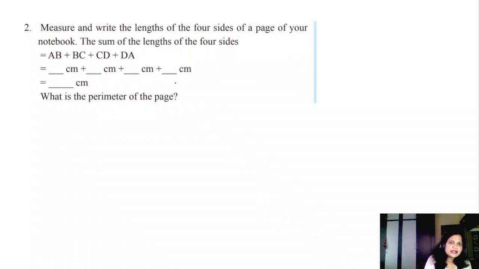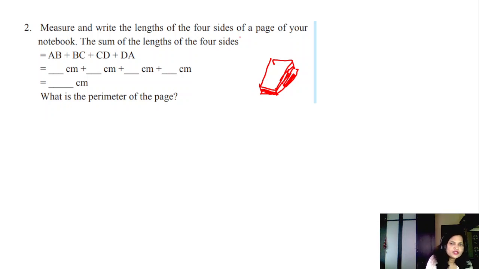Second one is measure and write the lengths of the 4 sides of the page of your notebook. The sum of the length of the 4 sides. Let me take this as a notebook. Top plane of this notebook. These are the pages. Okay. This you have to measure. It is not exactly the same. Just for the knowledge I have done it. It is not an exact figure.